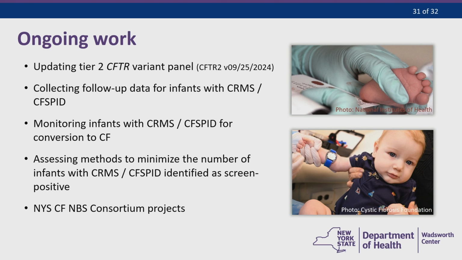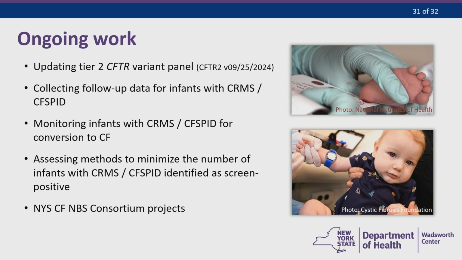So some ongoing work. We are updating our tier 2 panel. We were about to deploy our 700 variant panel, and then we got the new update, which is almost 1,100 CF causing variants. So we're going to get that ready to go, so we'll be screening our babies for the recommended CFTR2 panel.